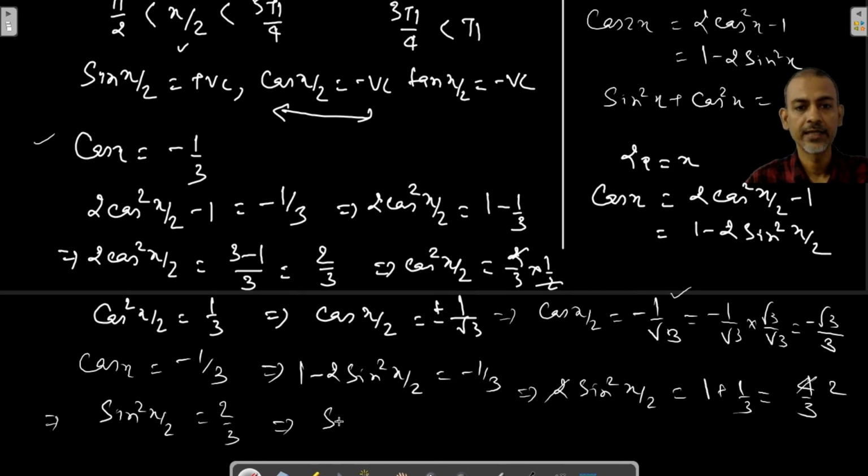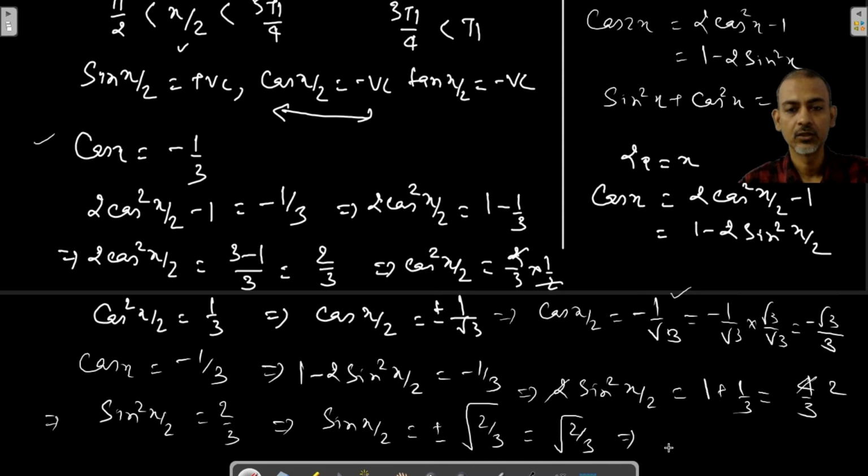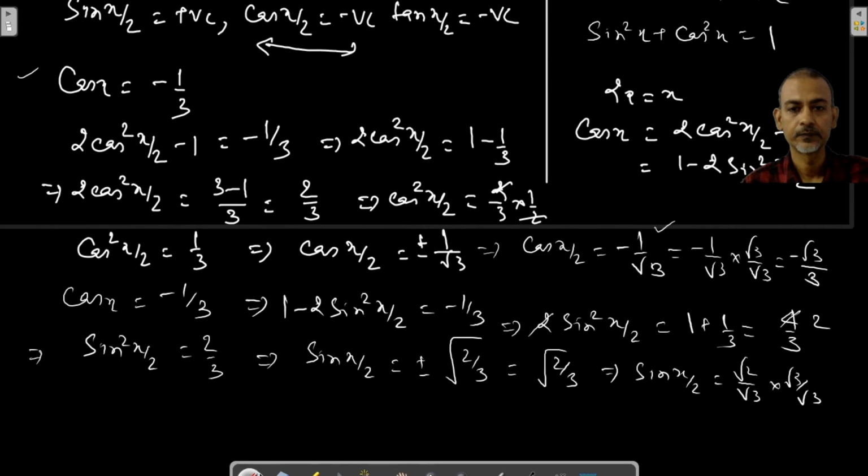Now your sine x by 2 would become what? Plus and minus of the square root of 2 by 3, right? And your sine x by 2 is going to be positive, so at least it's going to be square root of 2 by 3. You can write it like this, or you can as well write it as sine x by 2 and then multiply again up and down with root 3 by root 3, right? So what you will get over here is sin x by 2 equals root 2 into root 3, which is root 6, divided by 3, and this is going to be positive. So this is another form, right?